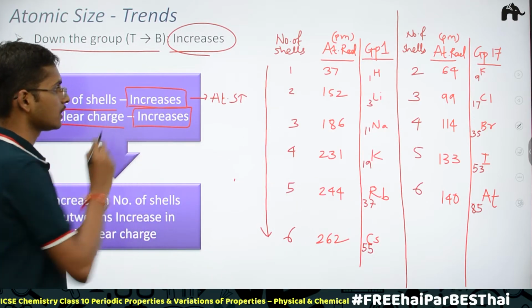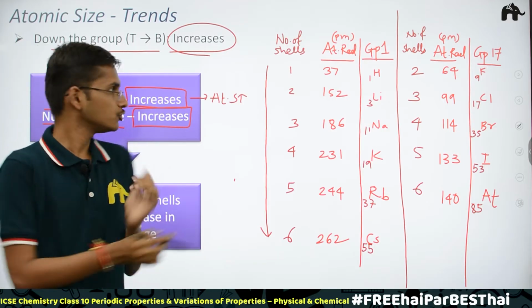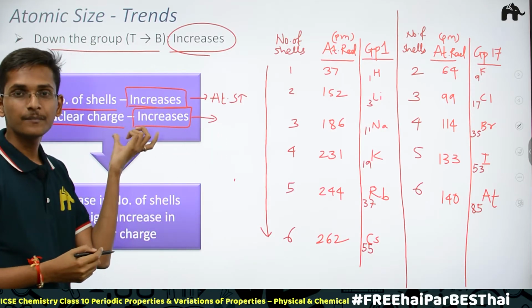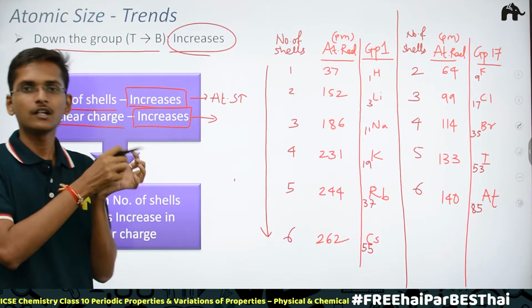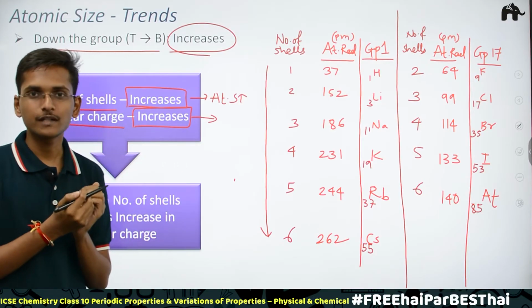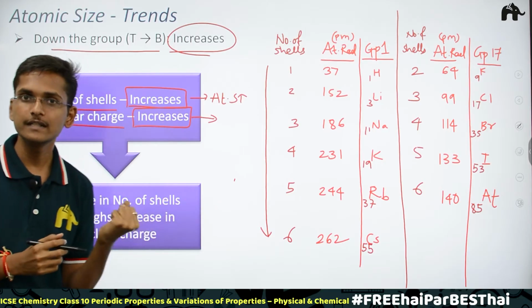Okay, fine. Now there is a problem. Now what to do? See, because nuclear charge is increasing, we know that if nuclear charge is increasing, it will pull the electrons closer to itself, right? So atomic size would decrease.